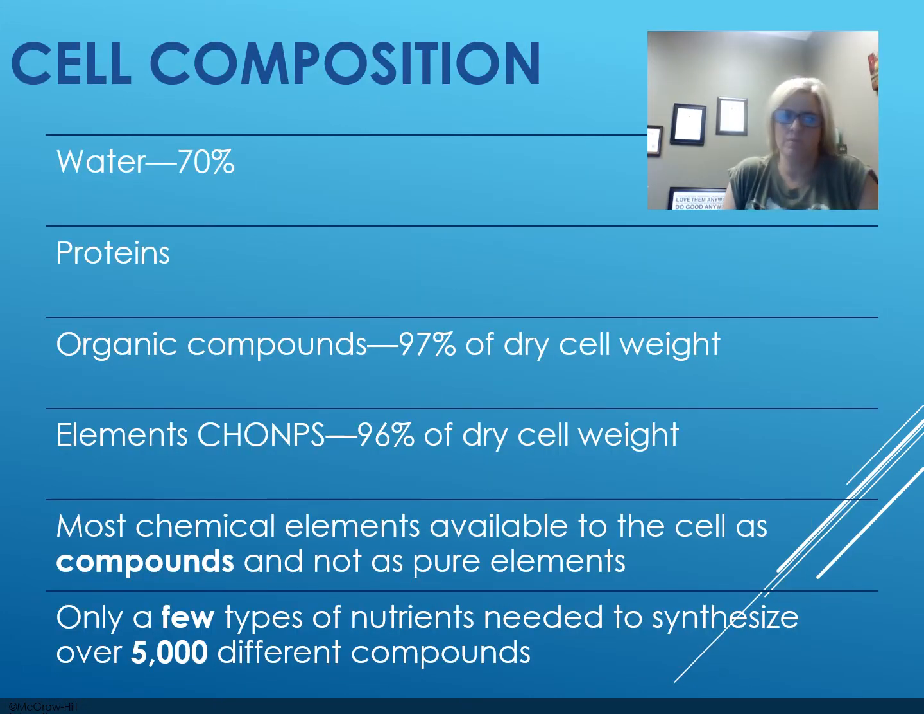So what are cells composed of? Well, they're about 70% water. After that, the next most prevalent component is going to be protein. 90% of the cell's dry weight is going to be organic compounds. 96% of the dry weight is going to include the elements carbon, hydrogen, oxygen, nitrogen, potassium, and sulfur. And that acronym is pronounced SHNOPS. Okay, if you reverse the N and the O, you could say SHNOPS would help you remember those.